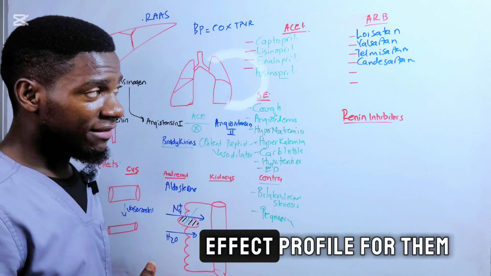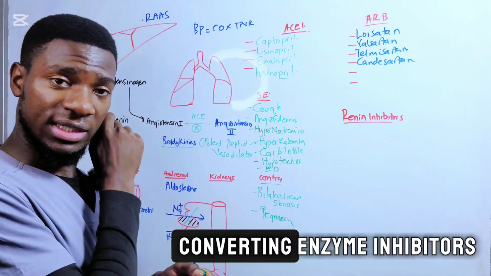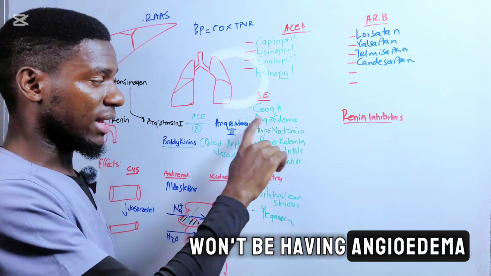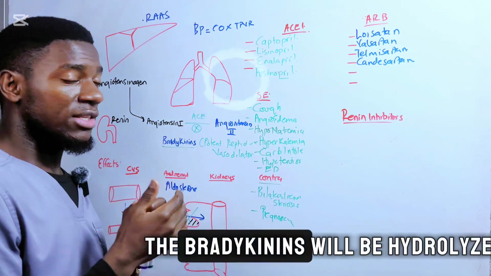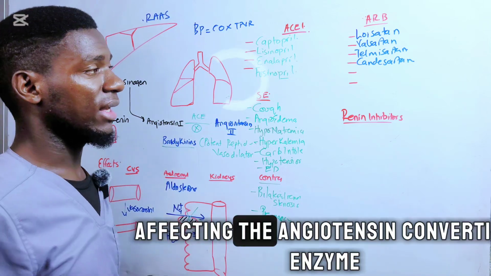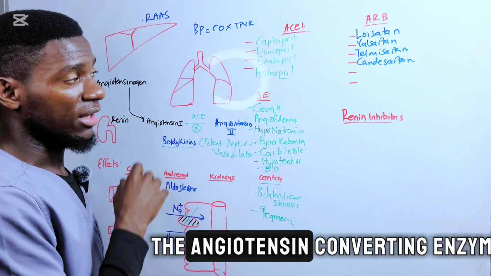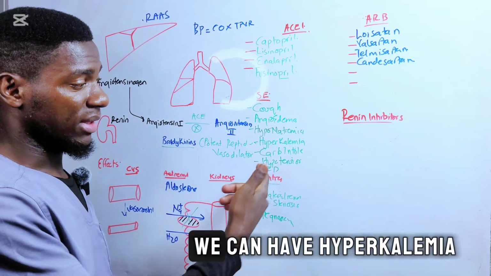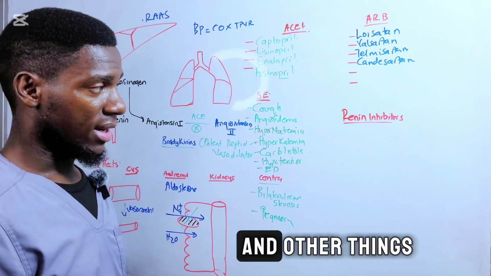And for the side effect profile, they have a safer side effect profile compared to the angiotensin converting enzyme inhibitors. We won't be having a cough and we won't be having angioedema, because the bradykinins will not be accumulating, since we are not affecting the angiotensin converting enzyme. Though some of the other side effects, you can have hyperkalemia and also hypotension and other things.